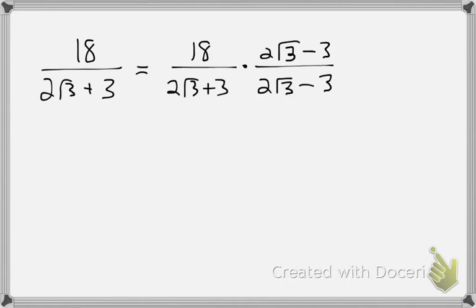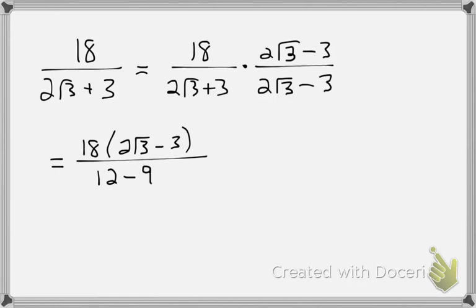Is that okay? So up top, I've just got 18 times 2 root 3 minus 3. I'm not going to distribute it just yet. And on the bottom, I get 12 minus 9. Do you guys agree?